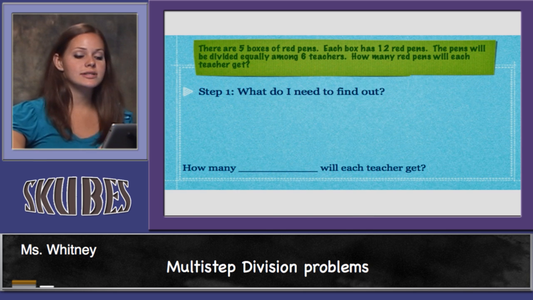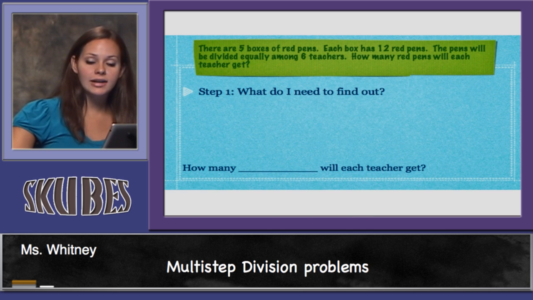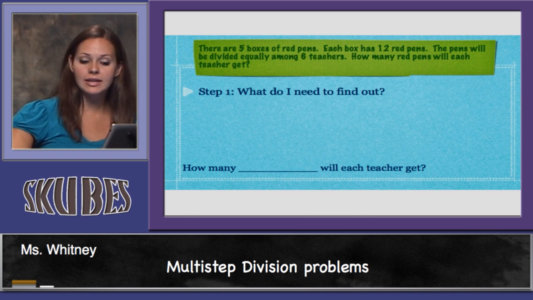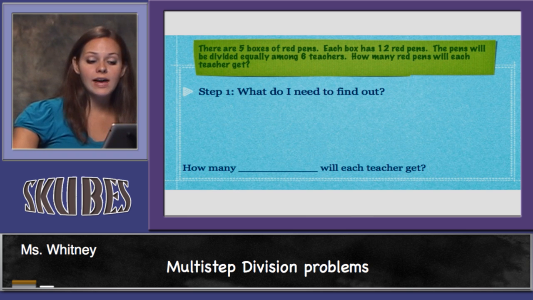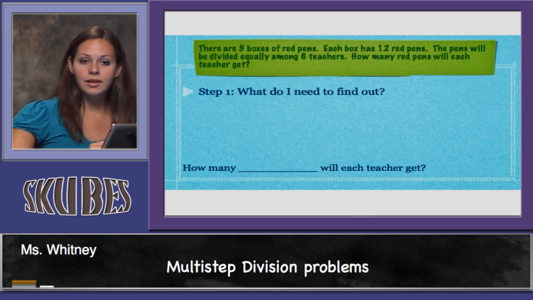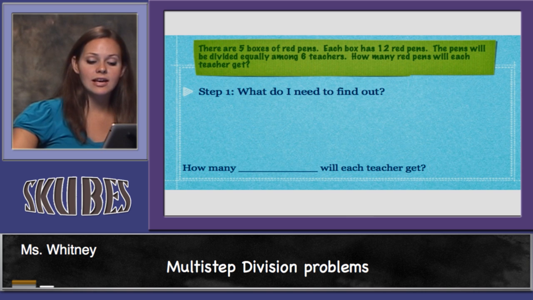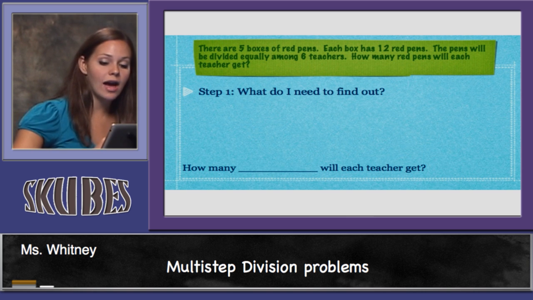Here's another problem to solve. There are 5 boxes of red pens. Each box has 12 red pens. The pens will be divided equally among 6 teachers. How many red pens will each teacher get? My first step is to ask myself, what do I need to find out? I need to find out how many red pens each teacher will get.